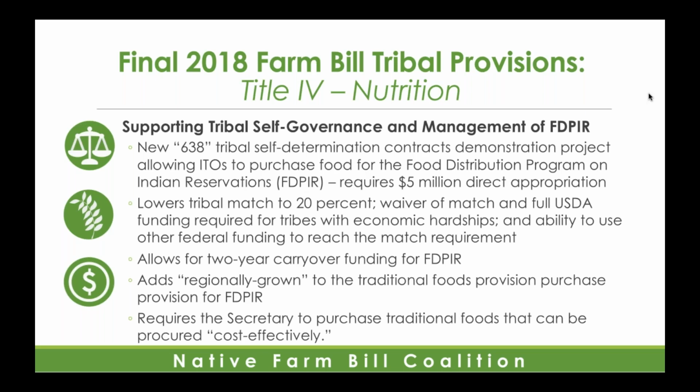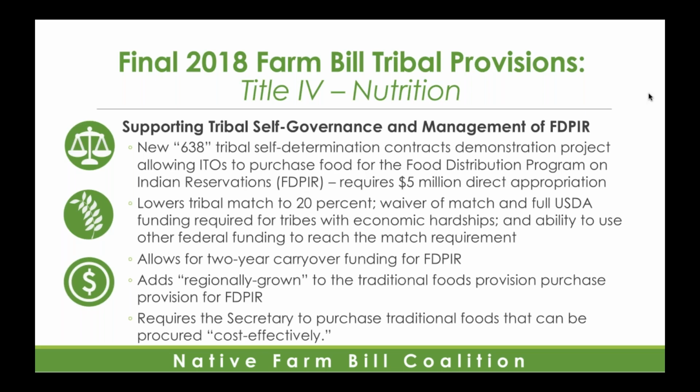And that includes lowering the tribal match requirement. Prior to this farm bill, the tribal match requirement was 25%. That's been changed. It's now 20% thanks to the 2018 Farm Bill. There's also a specific waiver of the match requirement and a full funding requirement for tribes that have economic hardship. The Farm Bill also makes it explicitly clear that USDA is not able to lower any administrative funding for any tribe that has that match waived. So if you get a waiver of your match, the USDA cannot lower by law the administrative funding you receive, because that wouldn't amount to a match at all.